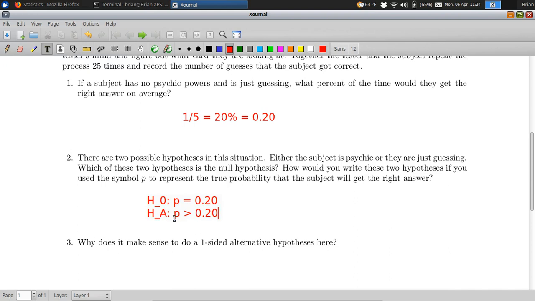Well, if we don't know what P is, and we're not sure if it's equal to 20, it's either going to be 20 because they're just guessing, or it's going to be that they're really psychic. And if they're really psychic, which way is it going to tilt? Well, if they're psychic, they're going to be right more than 20% of the time. I don't think we need to worry about people who are anti-psychic, who have the incredible ability to guess wrong more than chance. So I don't think we need to worry about the other direction the inequality could go. So we don't need to do a 2-sided alternative hypothesis here.